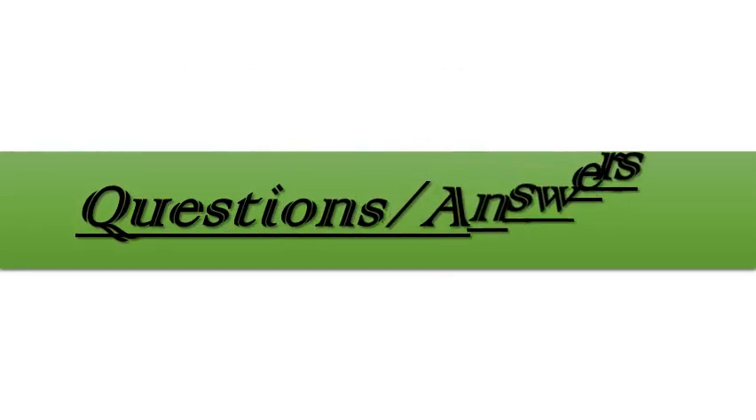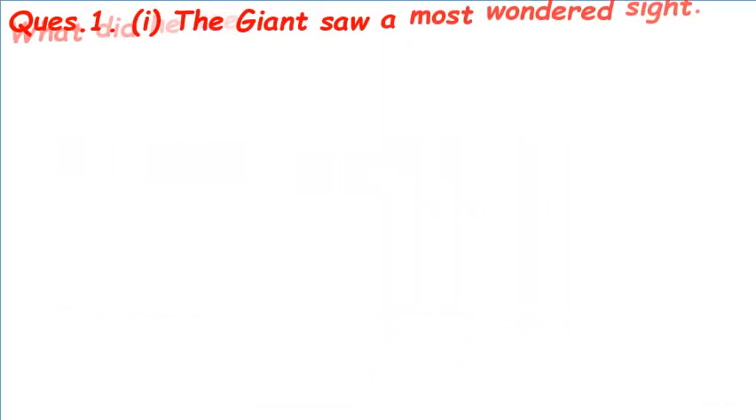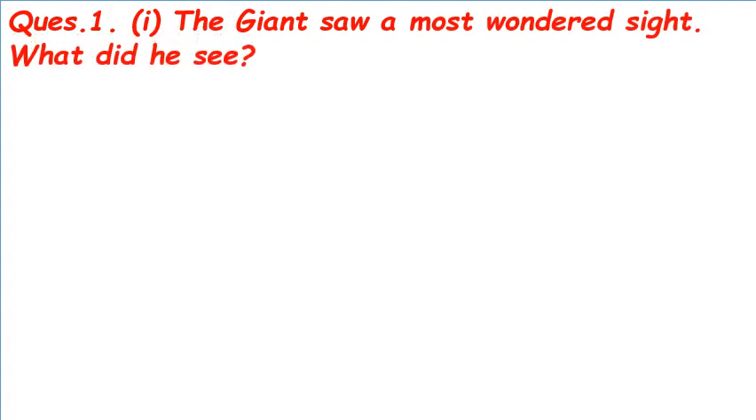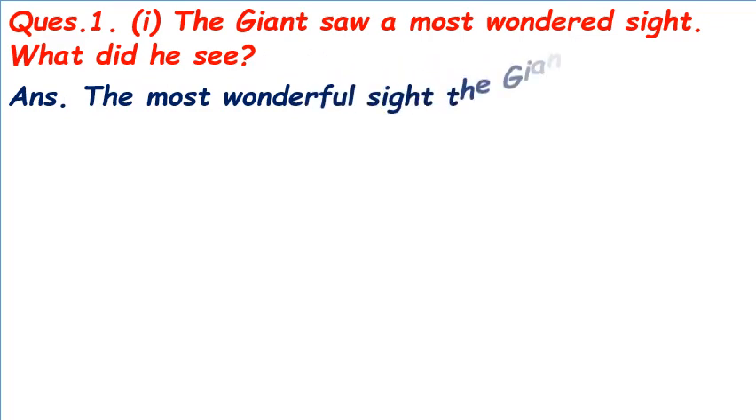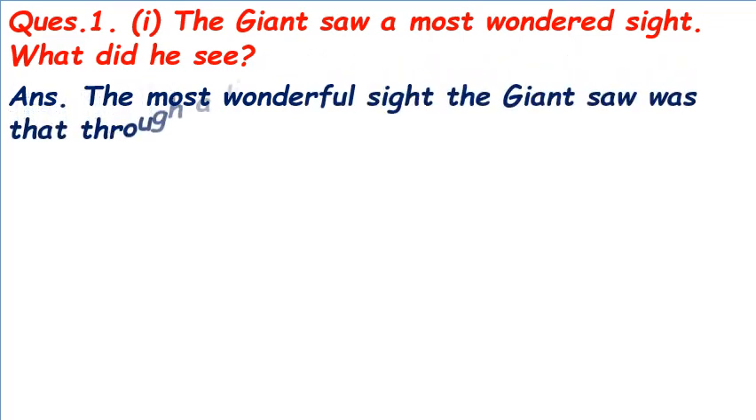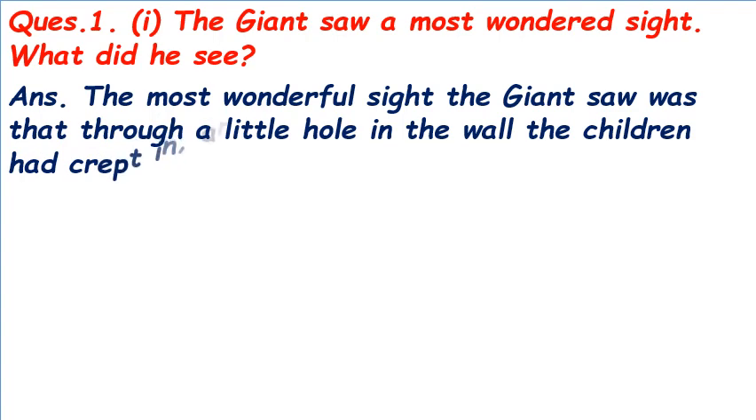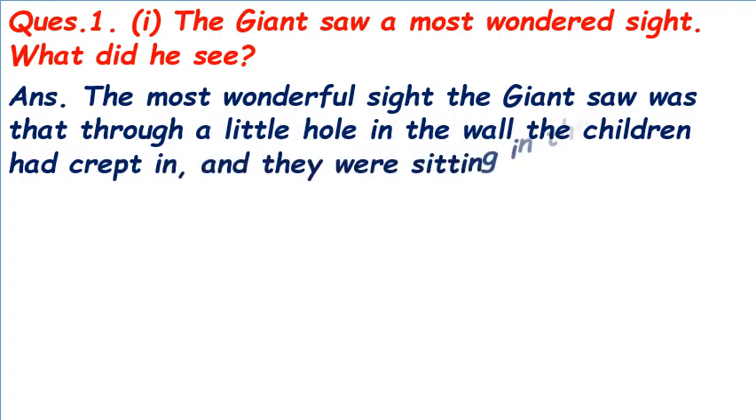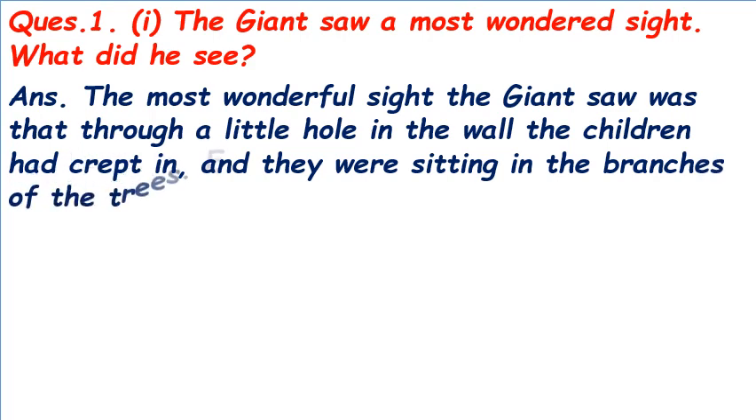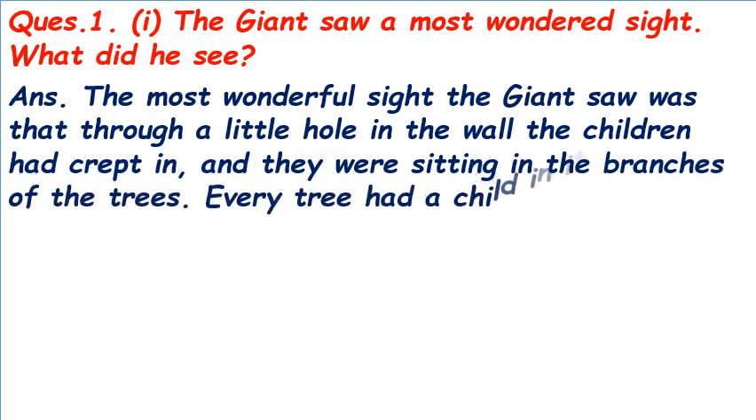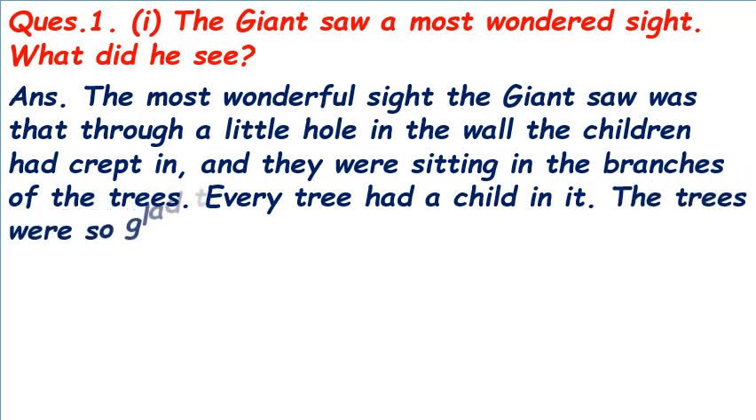Now let's discuss the questions and answers in detail. Question number 1, part 1 is, the giant saw a most wonderful sight. What did he see? The answer is, the most wonderful sight the giant saw was that through a little hole in the wall, the children had crept into the garden, and they were sitting in the branches of the trees. Every tree had a child in it.